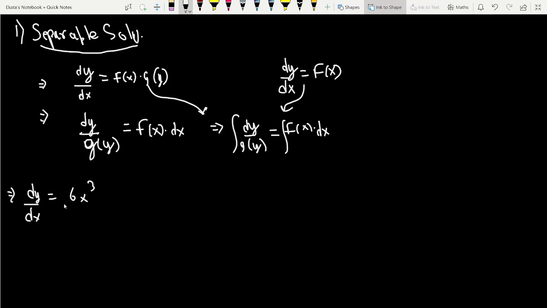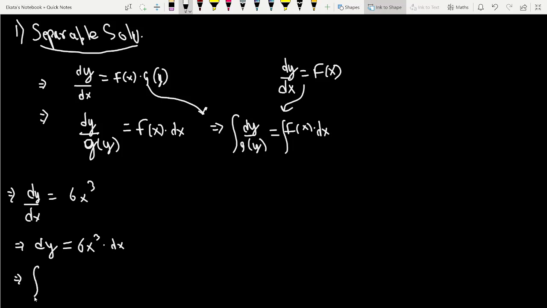So if someone asks you to find out the solution of this particular differential equation, what you will do is separate out the terms. Here I have put dy on one side and 6x cube into dx on the other side. Then we integrate on both sides.